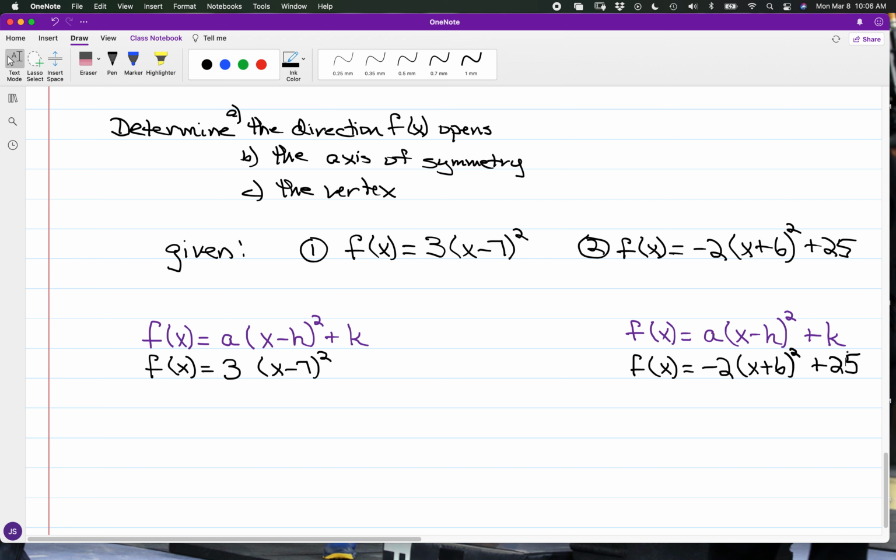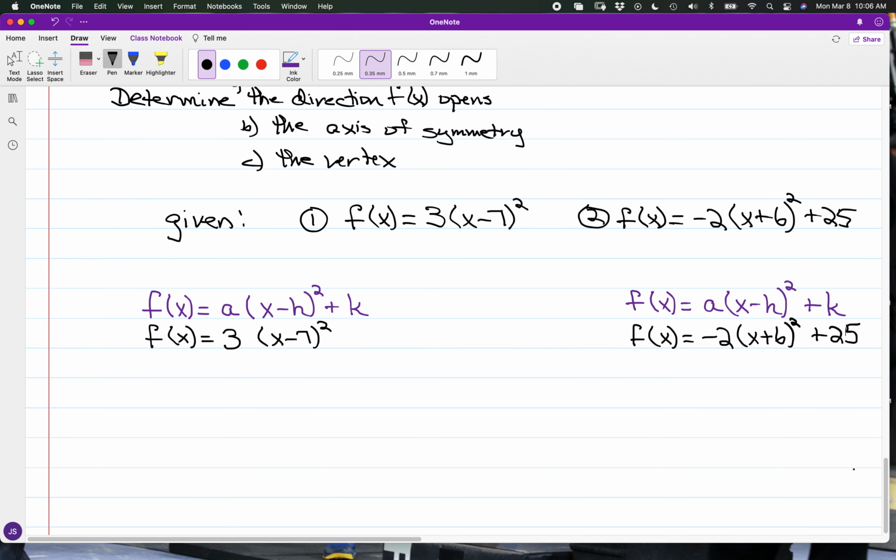All right, both of these functions are already provided, for convenience sake, in the vertex form. For the first function, we have f of x is equal to 3 times the square of the binomial x minus 7. Looking at the layout, a corresponds to 3. So a is equal to 3, so a is going to be positive, and this signals that f of x opens up from the vertex.